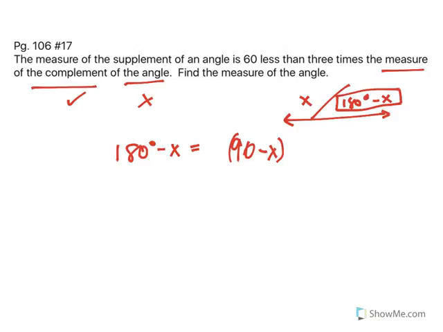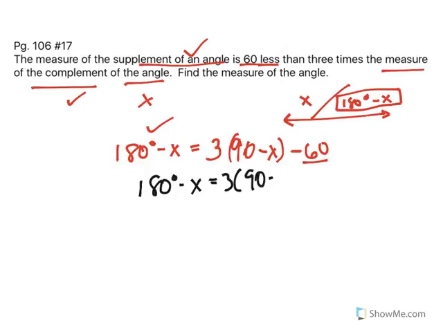And the measure of the supplement of an angle, we got that, is 60 less than 3 times the measure of the complement. Okay, so here we are. Remember, if they say 60 less, we always put it at the end and then work backwards, right? So this is our equation. We have 180 degrees minus X equals 3 times 90 minus X minus 60. Okay, just so we're clear on where I got everything from.